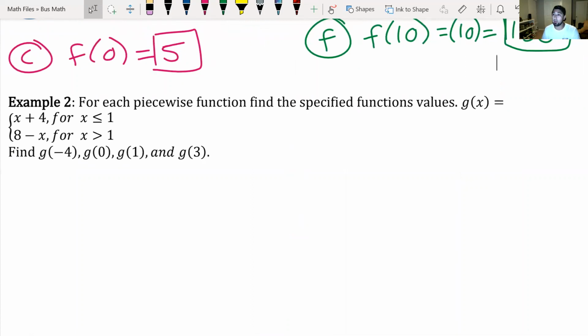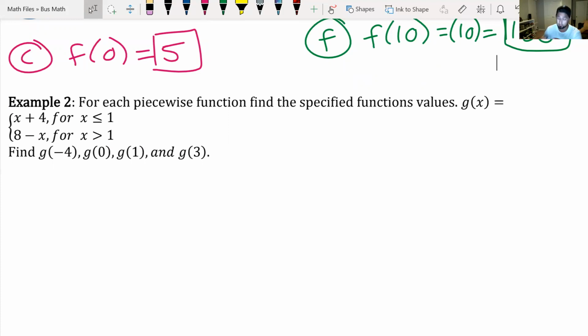Okay, so we're going to do it again. Evaluate the piecewise function given the specific x values. So here, g of x equals x plus 4, and we're only allowed to use x plus 4 for values of x less than or equal to 1. Then 8 minus x, we are only allowed to use 8 minus x for values of x greater than 1.